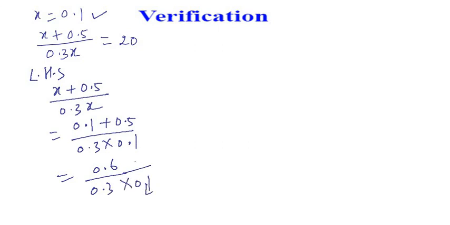Now remove this decimal. Multiply by 10 here and remove this decimal. So 3 ones are 3 and 3 twos are 10. So 2 tens are 20, and 20 is the right hand side of this equation. So hence verified.